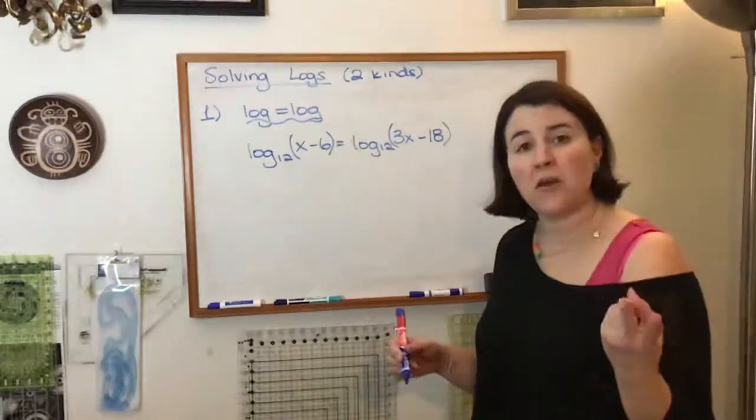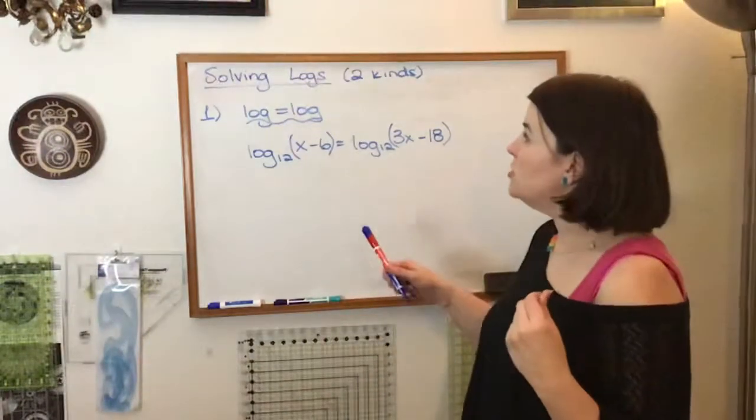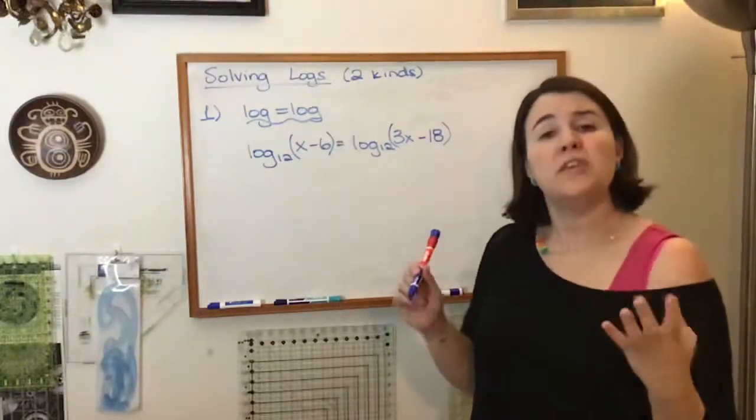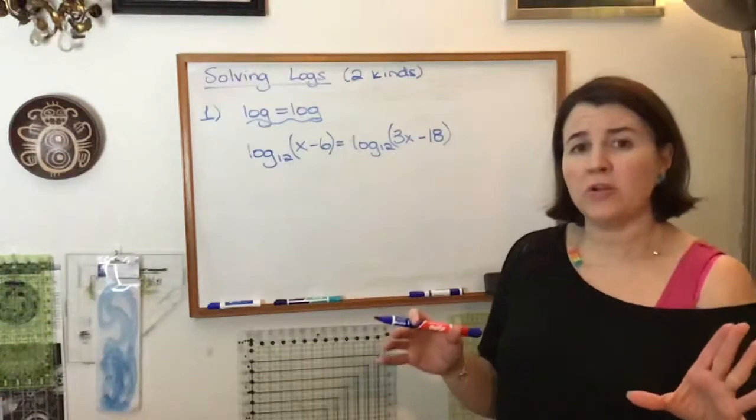There are two kinds of solving log equations. The first is when log is already equal to log. These are the easiest, although they tend to look a little weird to start with.